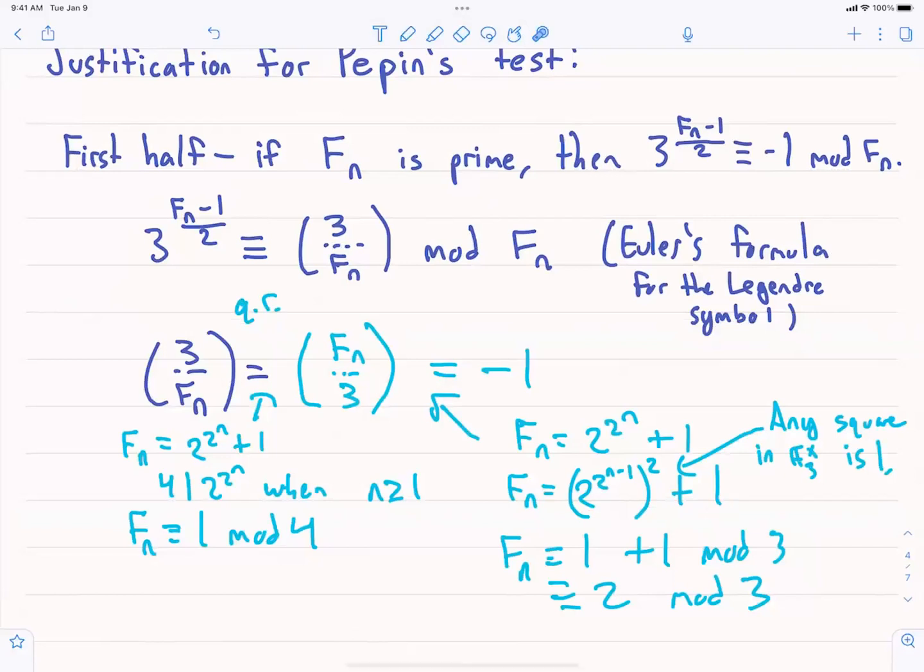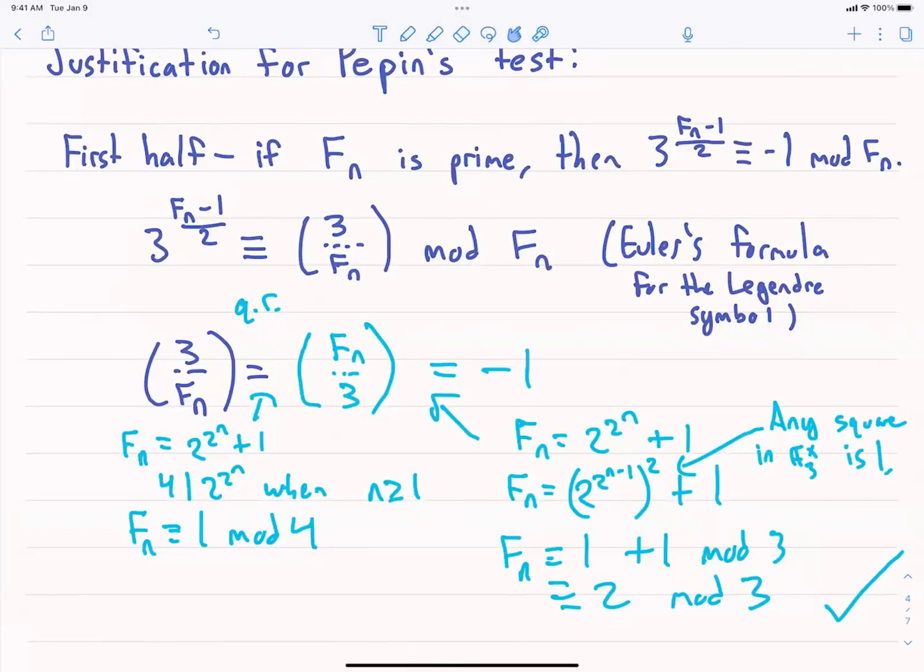but then I'm adding 1. So the result is that Fn is congruent to 2 mod 3. So Fn is not a square mod 3. So this Legendre symbol is -1. Okay, that's what I needed to show. Good, so that does the first half of Pepin's test.